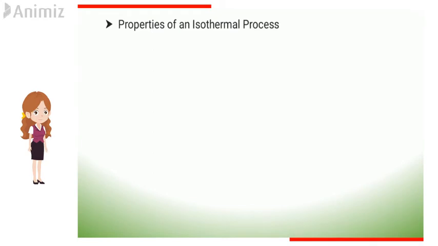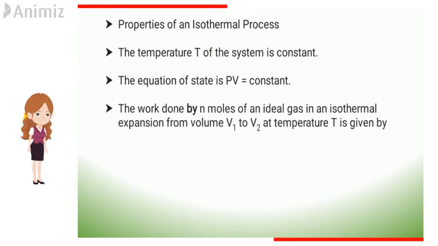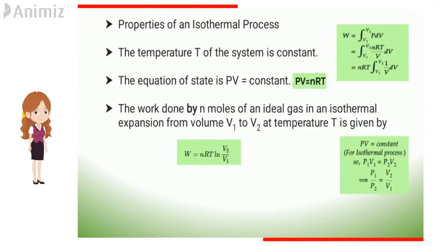Properties of isothermal process. The temperature T of the system is constant. The equation of state is PV equal to constant, PV equal to nRT. The work done by n moles of ideal gas in an isothermal expansion from volume V1 to V2 at a temperature T is given by W is equal to nRT ln V2 by V1.